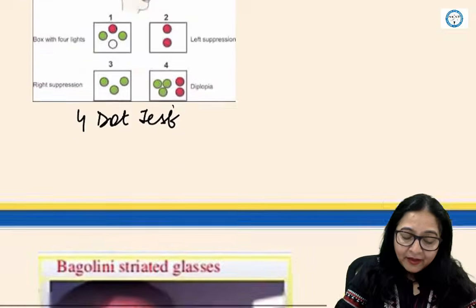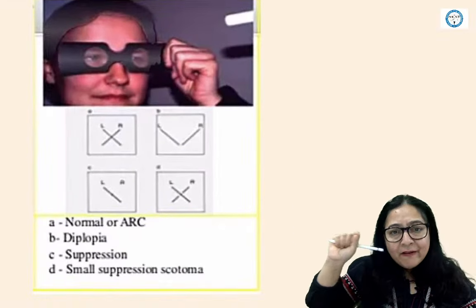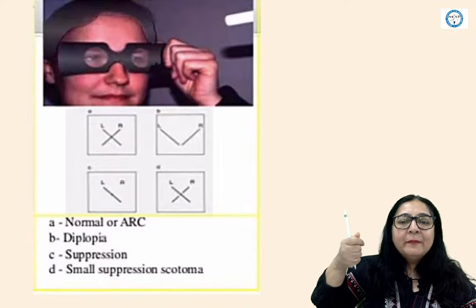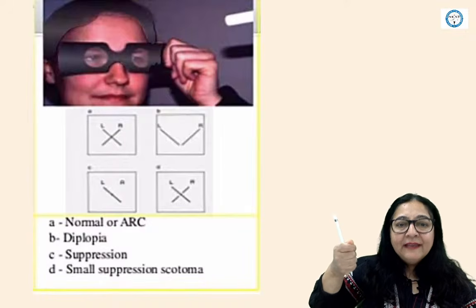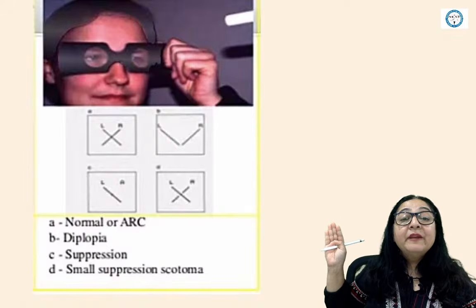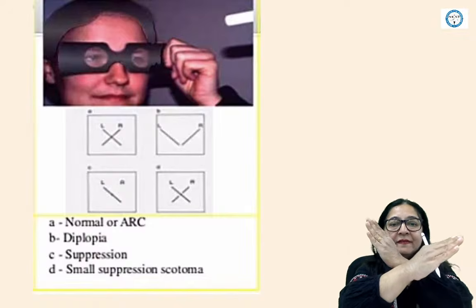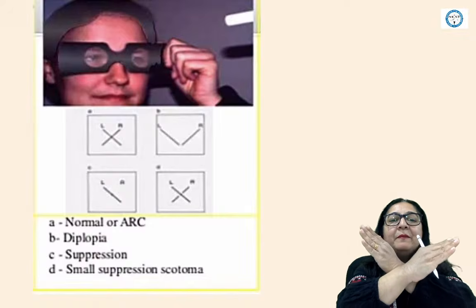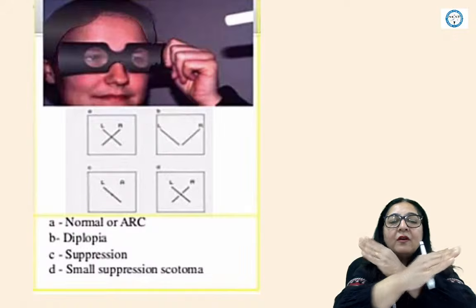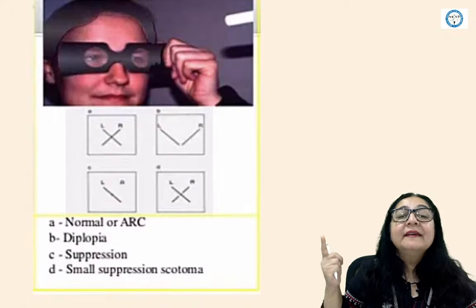Similarly, we have Bagolini striated glasses. These glasses have fine striations, and the patient is shown a torchlight and we note the type of reflex the patient sees. Normally they should see a cross, because the striations on the glasses make the light appear as a cross. If they see only a single line, it means one eye is suppressed.